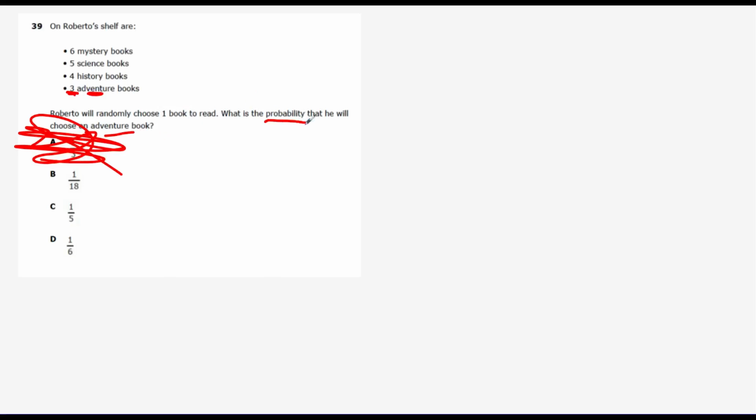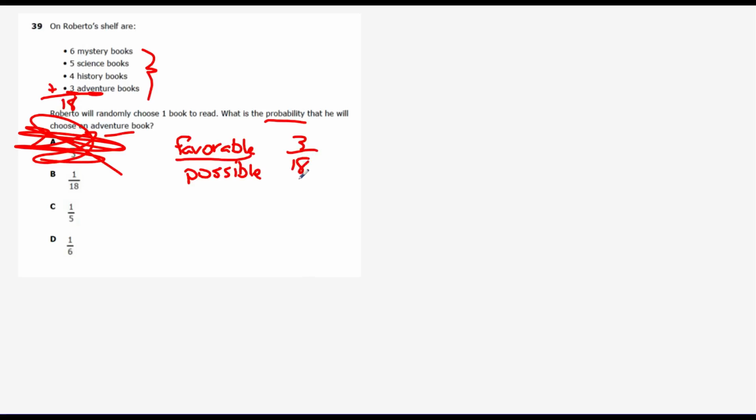Okay? Probability is a ratio. Favorable outcomes to possible outcomes. Okay? Every time. Anytime you see probability, you can write down favorable over possible. So favorable is what we want to have happen. And what we want is for him to pick an adventure book, of which there are 3. How many possible outcomes are there? Well, that's based off of how many books does he have to choose from. So he's got 6, 5, 4, and 3. So we add those up. That's 11, 15, 18 books.